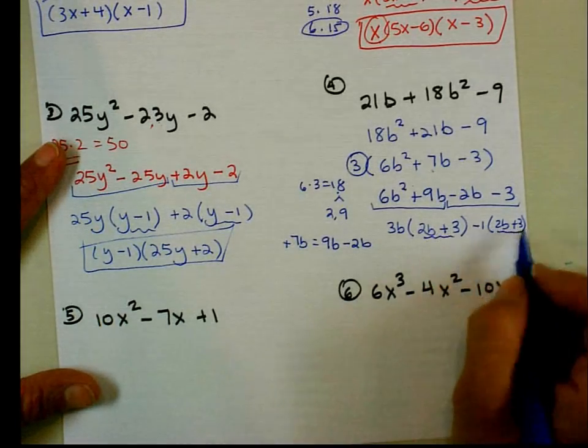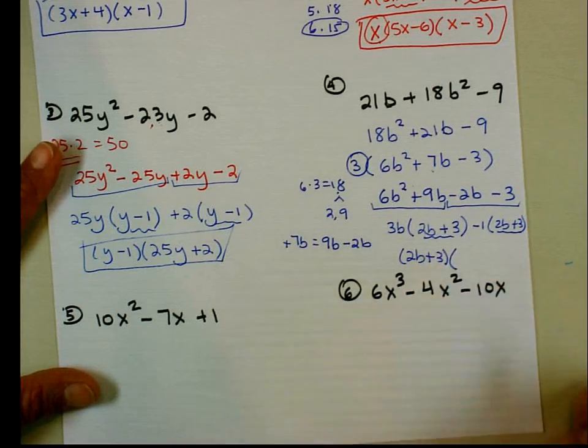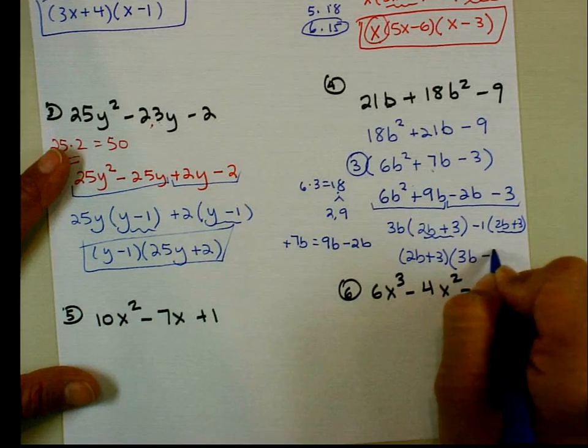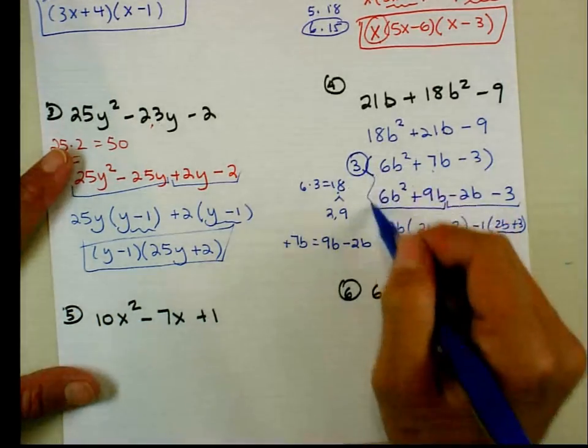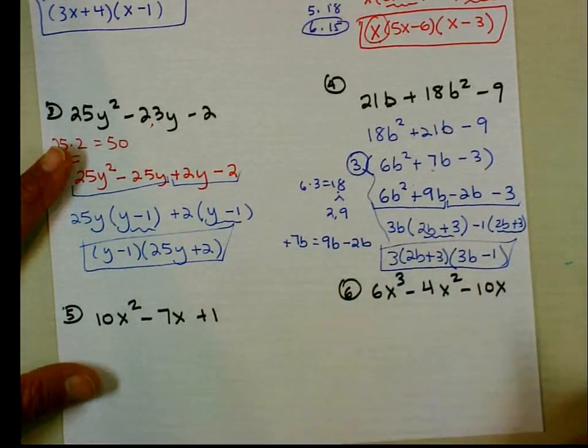So I have the same thing in the parentheses. So I write that once. Right? It factors to the front. Second set gets the other pieces, 3b minus 1. And then we'll bring down that 3 that we took out at the beginning.